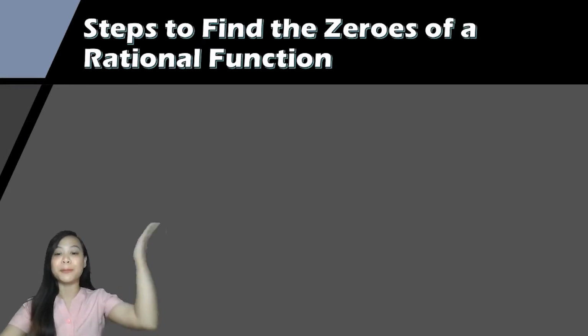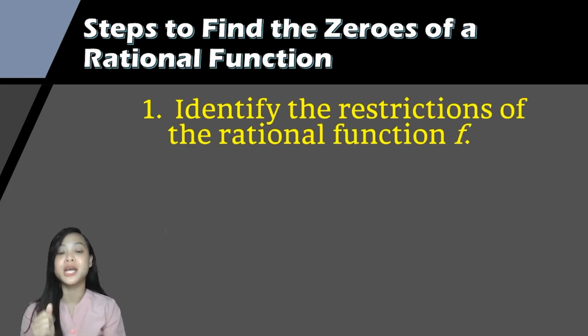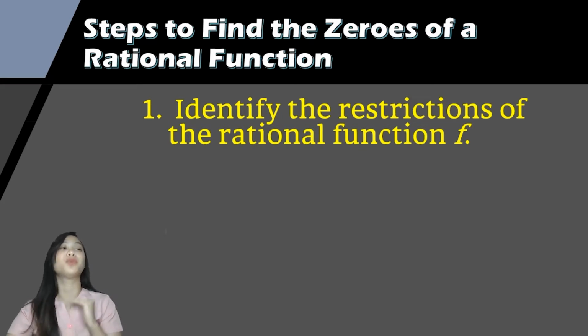So here are the steps to find the zeros of a rational function. First, we need to identify the restrictions of the rational function f. What is this restriction? The restrictions are the values that will make your function undefined, meaning your denominator will be equal to 0. We should try to avoid that, and in the first step we need to identify that restriction.